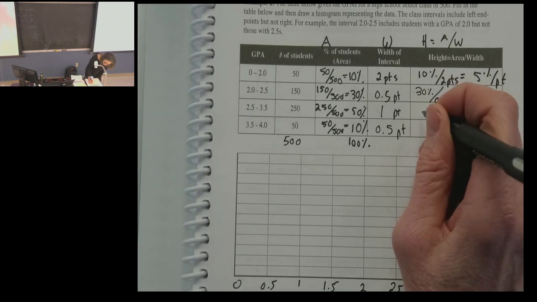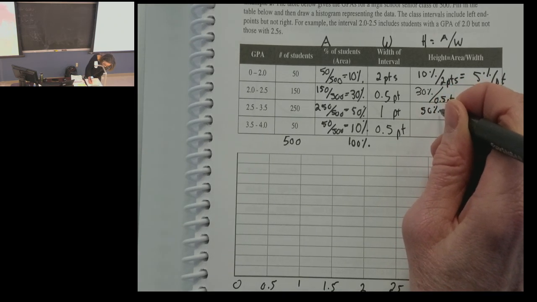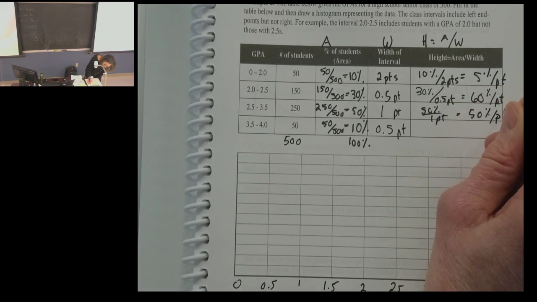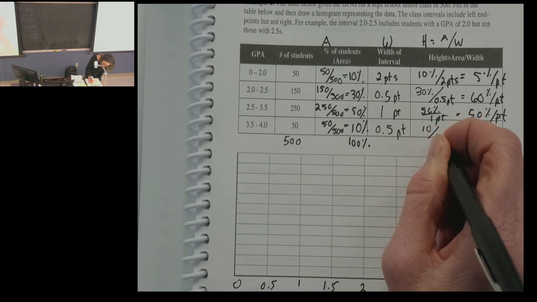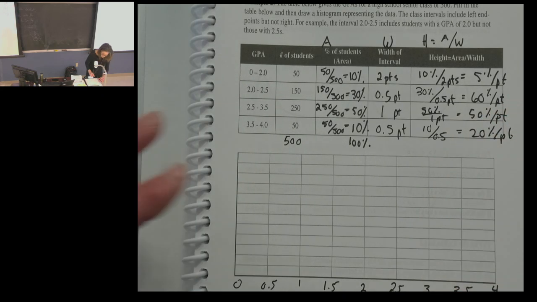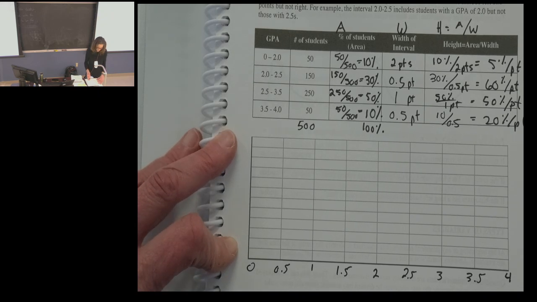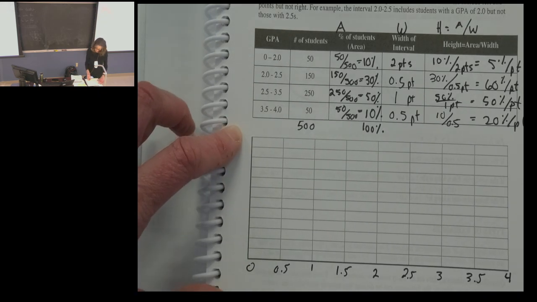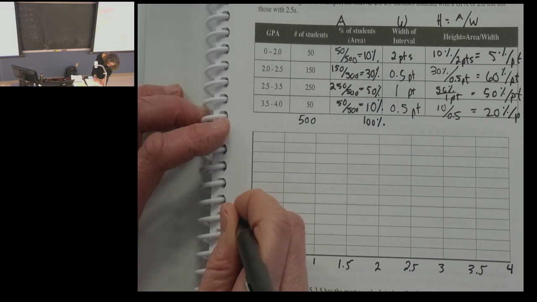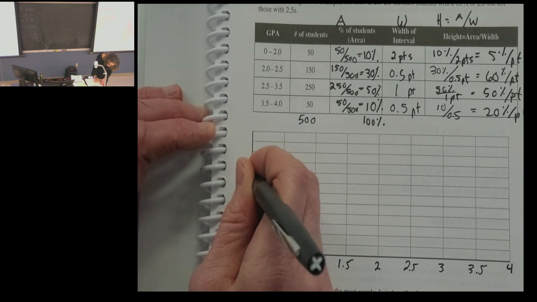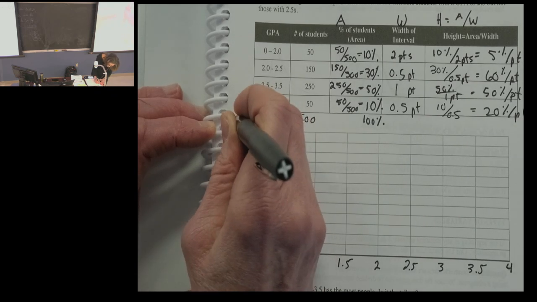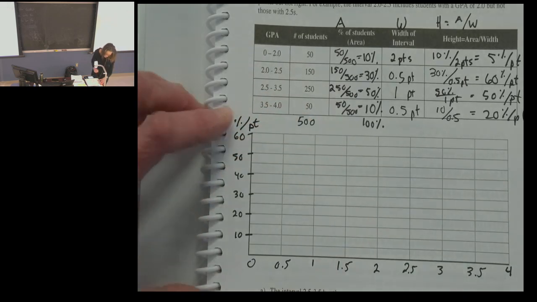And the next one is 50% divided by 1 point. That's easy. 50% per point. And the last one is 10 divided by 0.5, which is 20% per point. Okay, so that's this density scale here. It goes all the way from 0 to 60. All right, so this would be 10, 20, 30, 40, 50, and 60% per point. That's what that is.